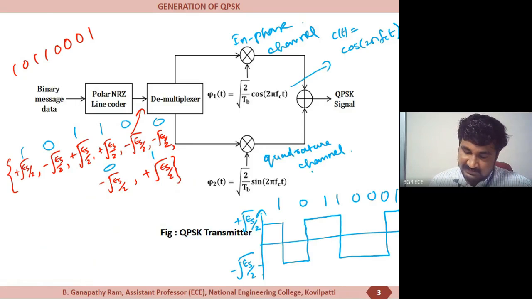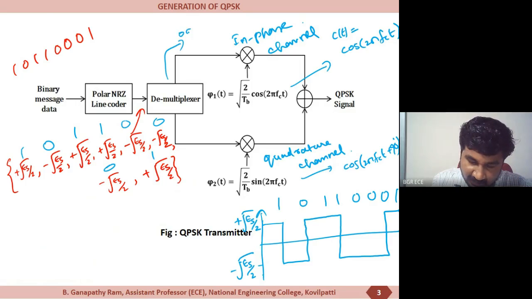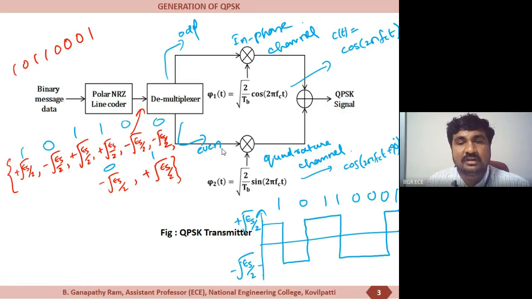And the other parallel channel also has a product modulator that is supplied by a sinusoidal signal which has a 90-degree phase shift of the carrier signal. That is why it is called the quadrature channel. And the intention of the demultiplexer is to split the binary sequence or dibits into even numbered binary data and odd numbered binary data, and allow them to the in-phase and quadrature channels. All the odd numbered binary data are allowed to the in-phase channel, whereas the even numbered binary data are allowed to the quadrature channel.